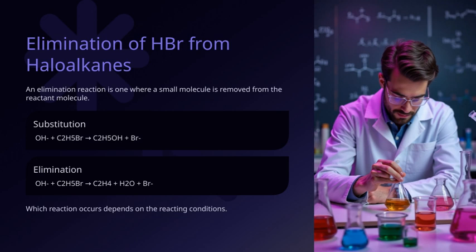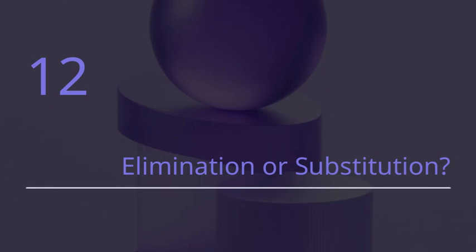It's important to understand that elimination reactions involve removing a small molecule, in this case, HBr, from the haloalkane. This process results in the formation of a double bond, like in ethene. So, when we talk about elimination of HBr from haloalkanes, we're essentially removing hydrogen and bromine to form an alkene. Recognizing whether elimination or substitution occurs really hinges on the reaction conditions, which is a key theme in understanding organic reactions overall.